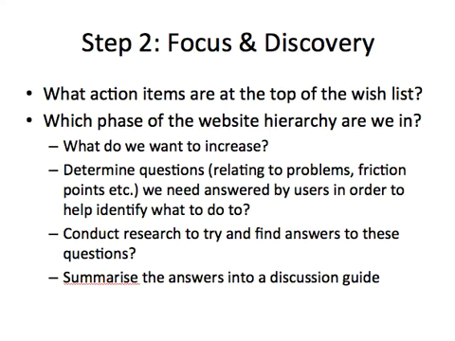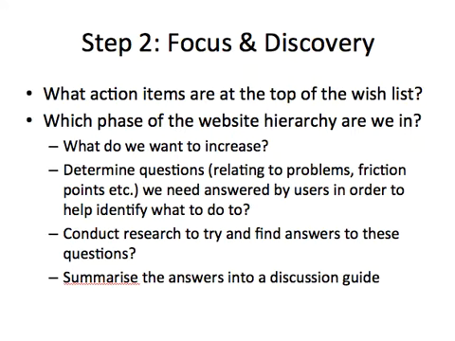So you need to look at what action items are at the top of your wish list, because there may be some action items that your client has added as an example. You also need to look at which phase of the website hierarchy we are currently in, and you're most likely going to be on different phases for different pages on your website. So you're going to want to look at what are those high impactful items at the top of your wish list, and that may actually cover 5 of the different website hierarchy stages.